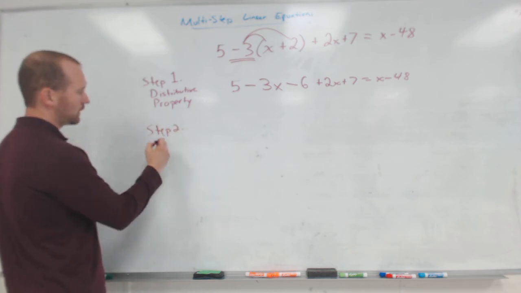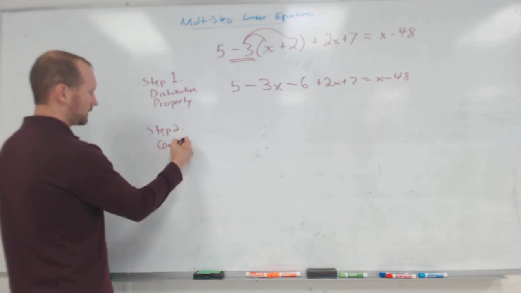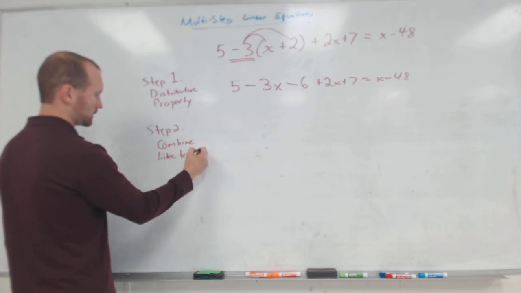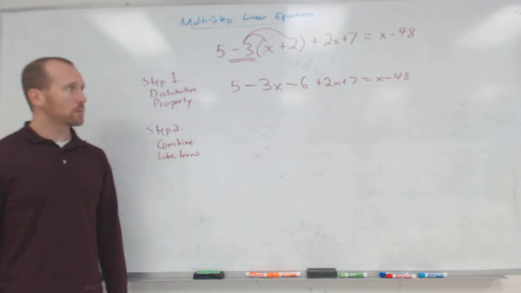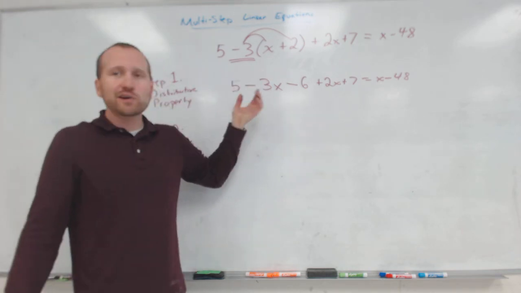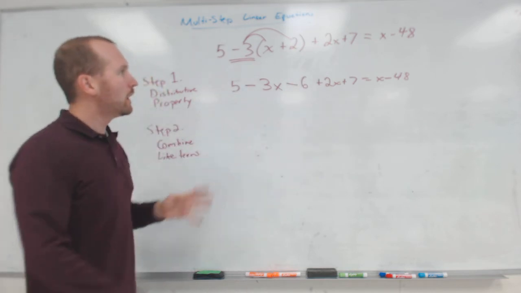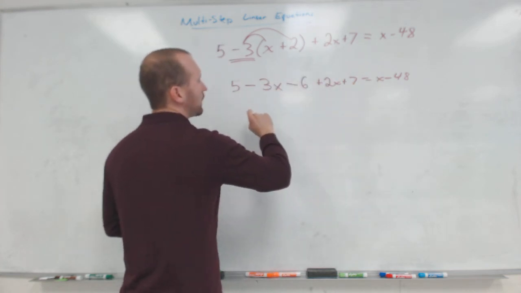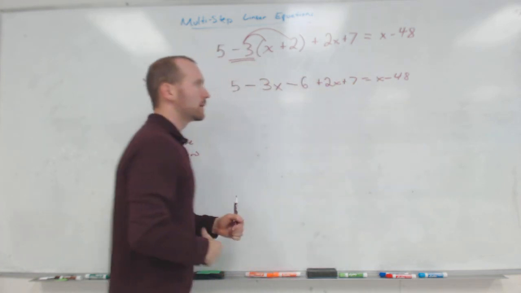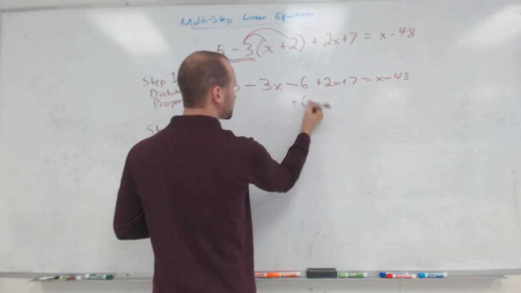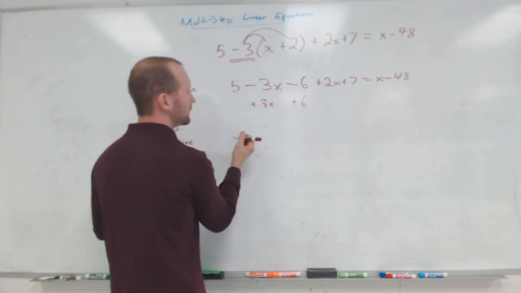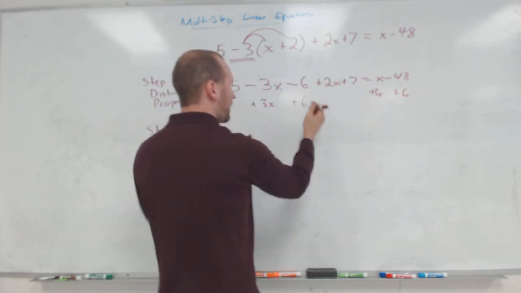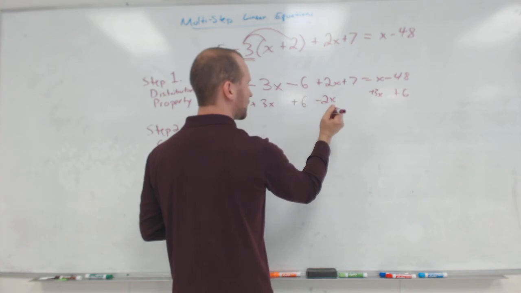Step 2, I like to next combine like terms. Because it's really hard to, I could start moving things over. I could be like, oh, I want to move this negative 3x over here, and I want to move the positive x over here, and I want to move the negative 6 over there. And I could say, I'm going to add 6 to both sides and add 3x. And then I'm going to add 6 over here and plus 3x. Oh, and then I need to subtract 2x.